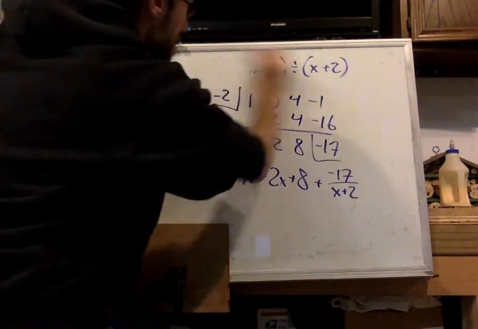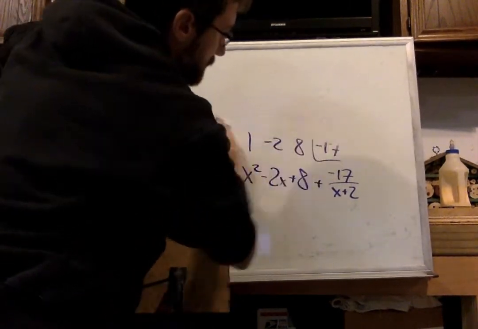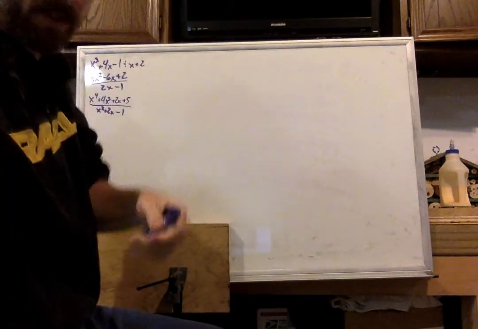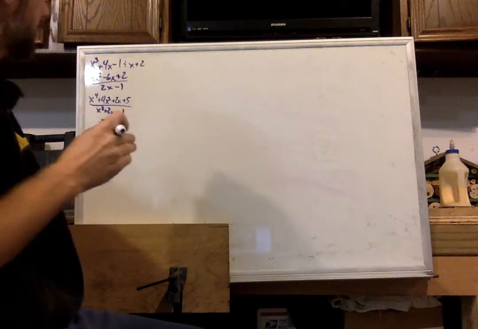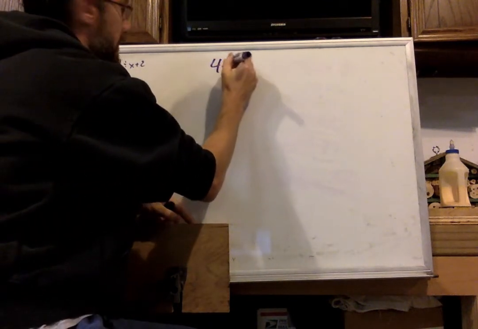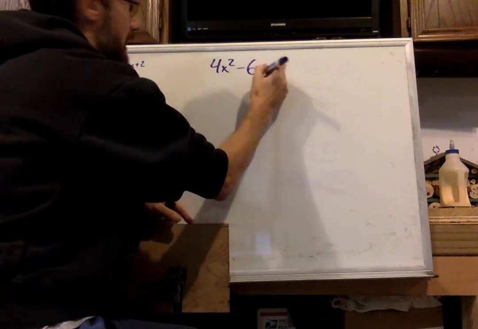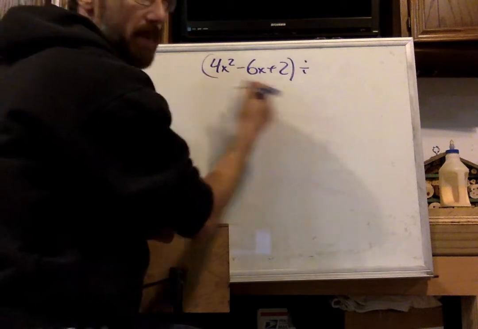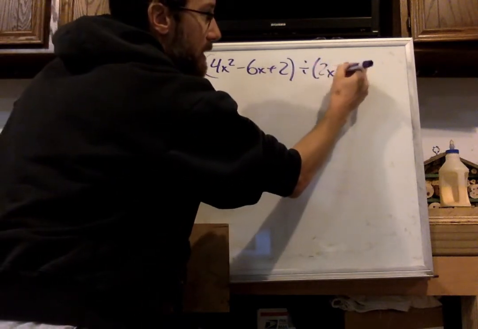Okay. Next example, and feel free to pause and give these ones a shot and then kind of see the master at work here. All right, next one is 4x squared minus 6x plus 2, and we are going to divide it by 2x minus 1.